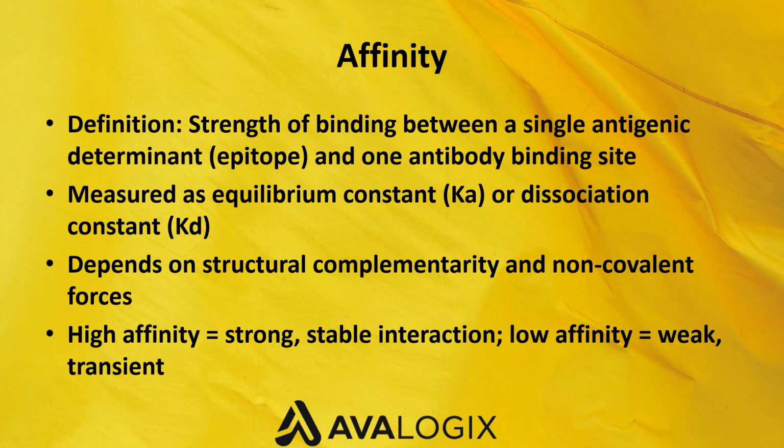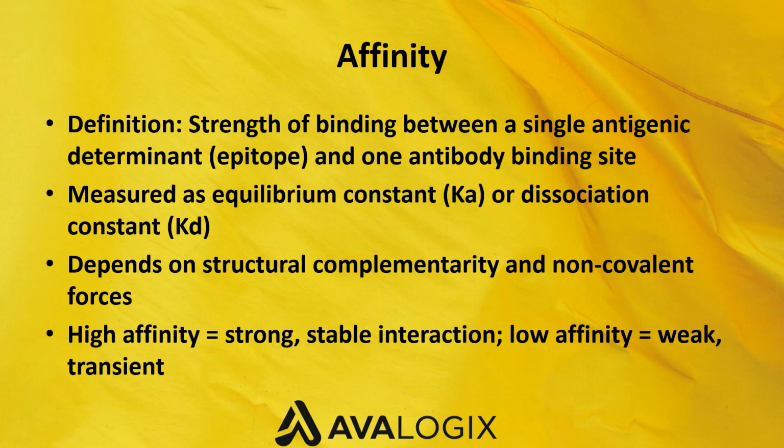Now that we understand the basics of how antibodies and antigens interact, let's focus on the first key concept: affinity. In immunology, affinity refers to the strength of binding between a single antigen binding site on an antibody and a single epitope on an antigen. You can think of it as the molecular equivalent of a handshake. How firmly does one hand grip the other? If the fit is tight and stable, we describe the interaction as high affinity. If the fit is loose and easily disrupted, we call it low affinity.